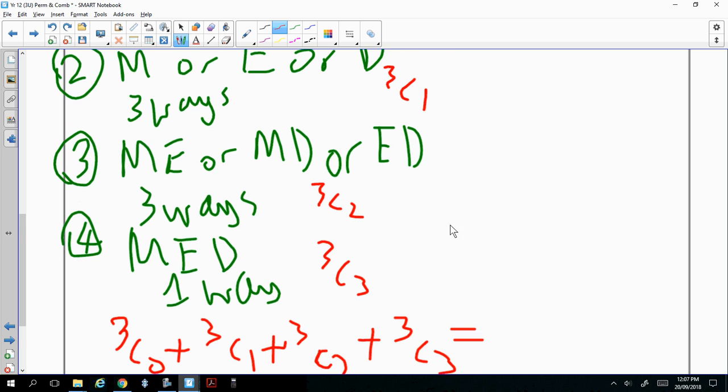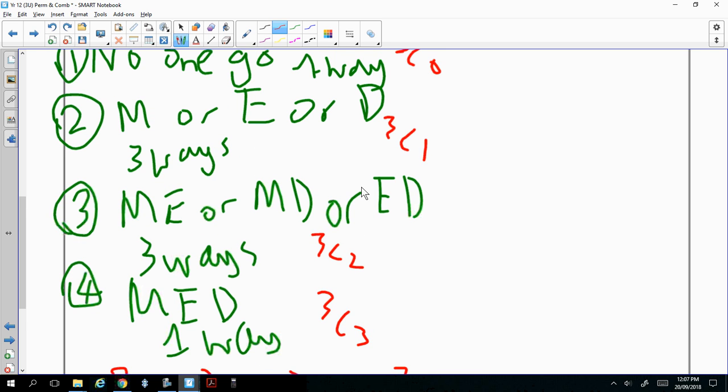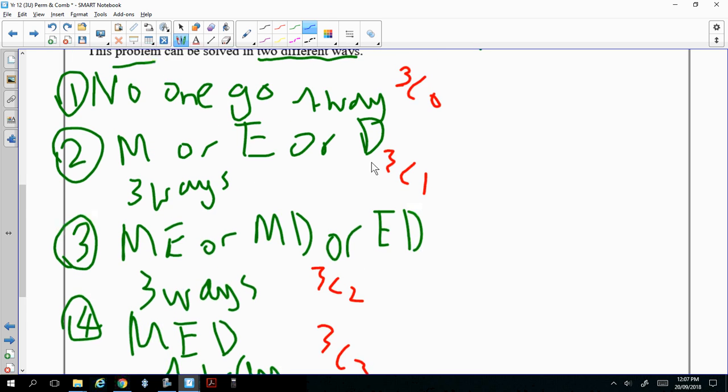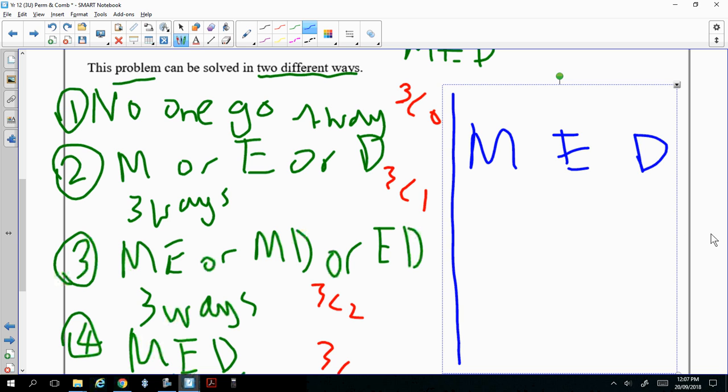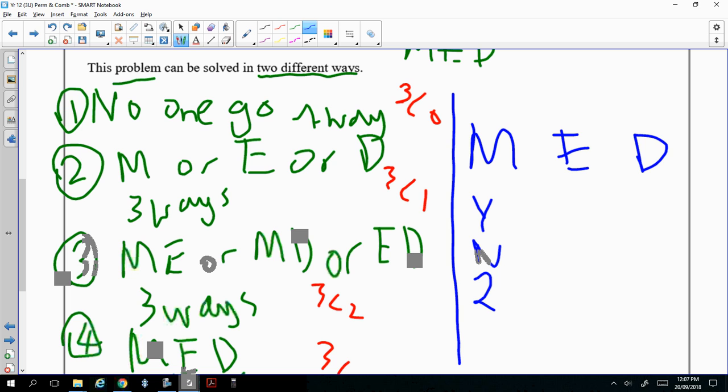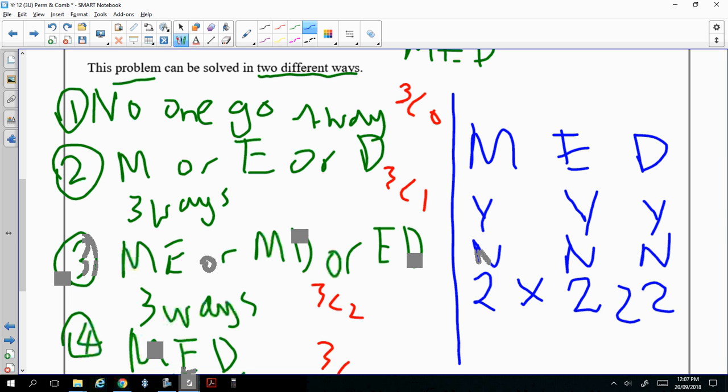The other way to look at the problem is actually asking each person. When you ask Megan, what could she say? She could either say yes or no. So 2 ways. And if you ask Elle, she could either say yes or no. Again, 2 ways. And if you ask Dora, how many ways? Yes or no. And how many ways are there in total? 8 ways, isn't it? Because it's 2 times 2 times 2, which is 2 cubed.